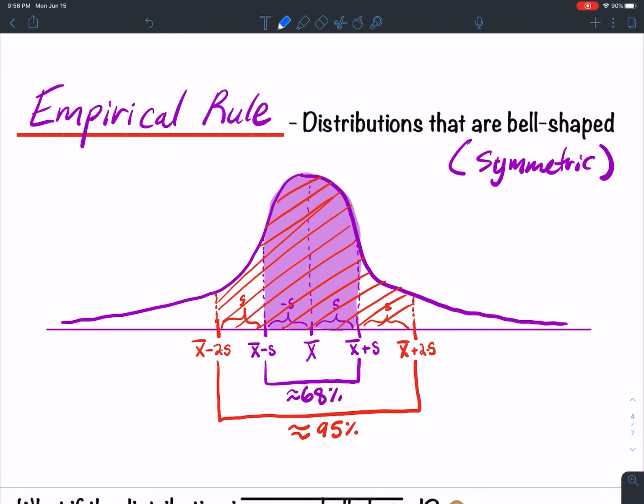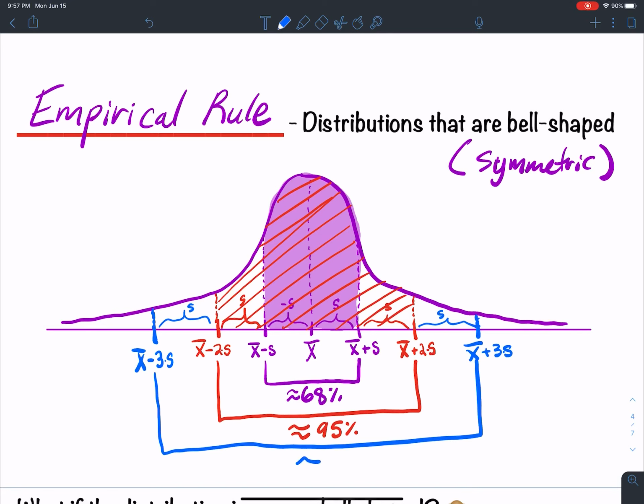And then last, if I go out another standard deviation each way, X bar minus 3 standard deviations this way, and X bar plus 3 standard deviations this way, then what that's encompassing is roughly 99.7% of the total data, which lies within 3 standard deviations of the mean.